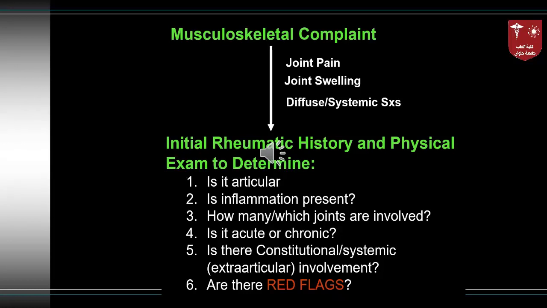And through the history and physical examination, we have to check: is his manifestation articular or not? Are there any signs of inflammation? How many and which joints are involved? Is it acute or chronic manifestation? Is there any other constitutional or systemic involvement? And last but not least, are there red flags or not?